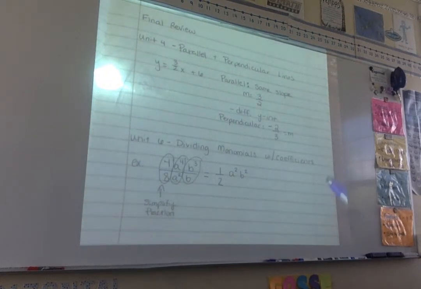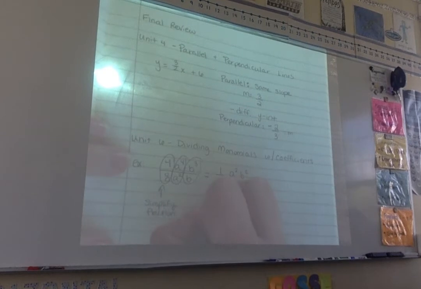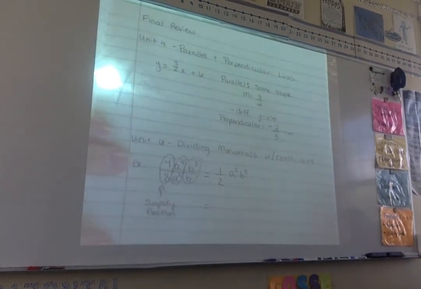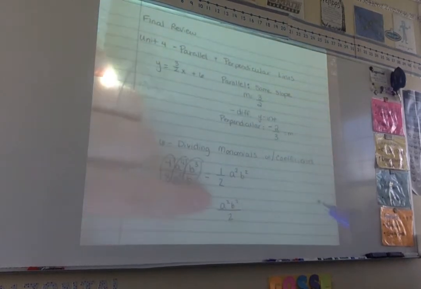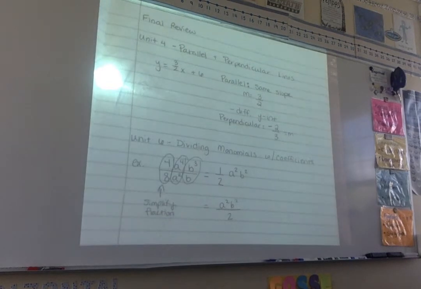You could also write it the same thing, a squared, b squared, all over 2, because technically there's an invisible 1 coefficient in front of a that you don't need to write. Okay? So either of these are acceptable answers.